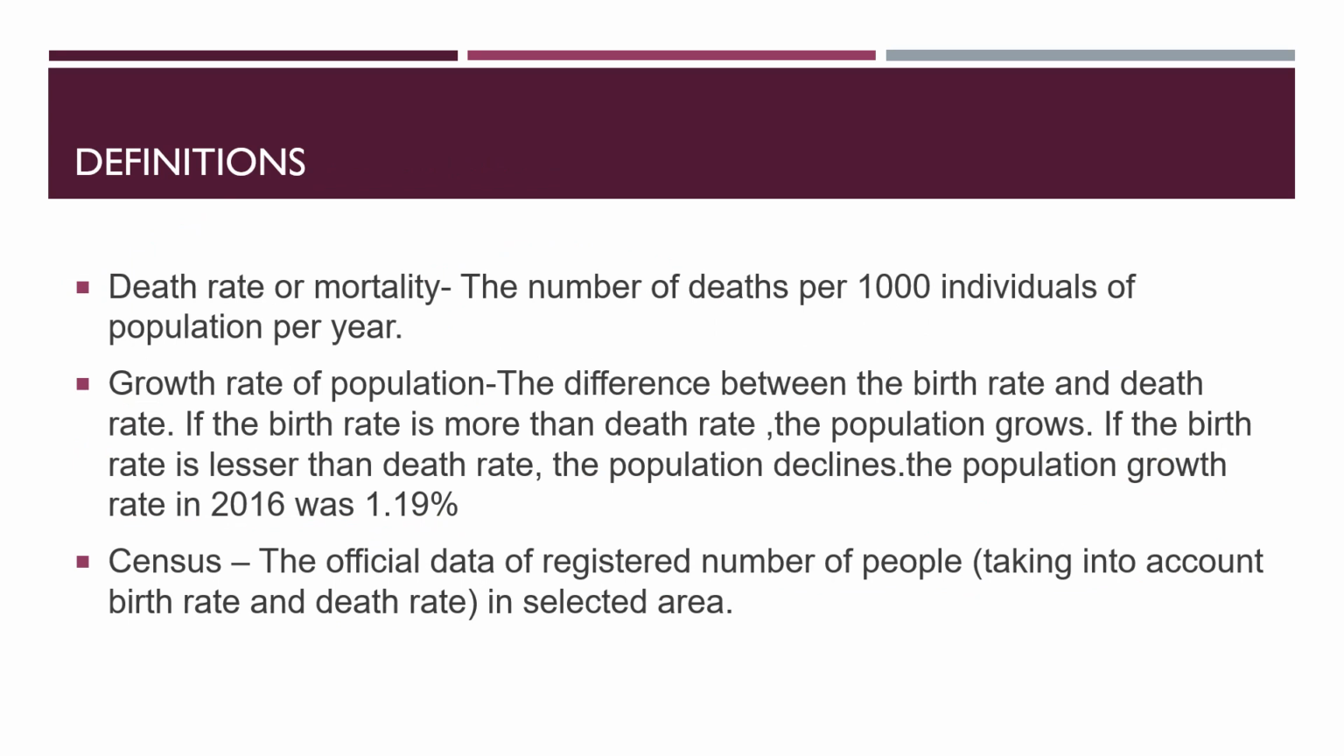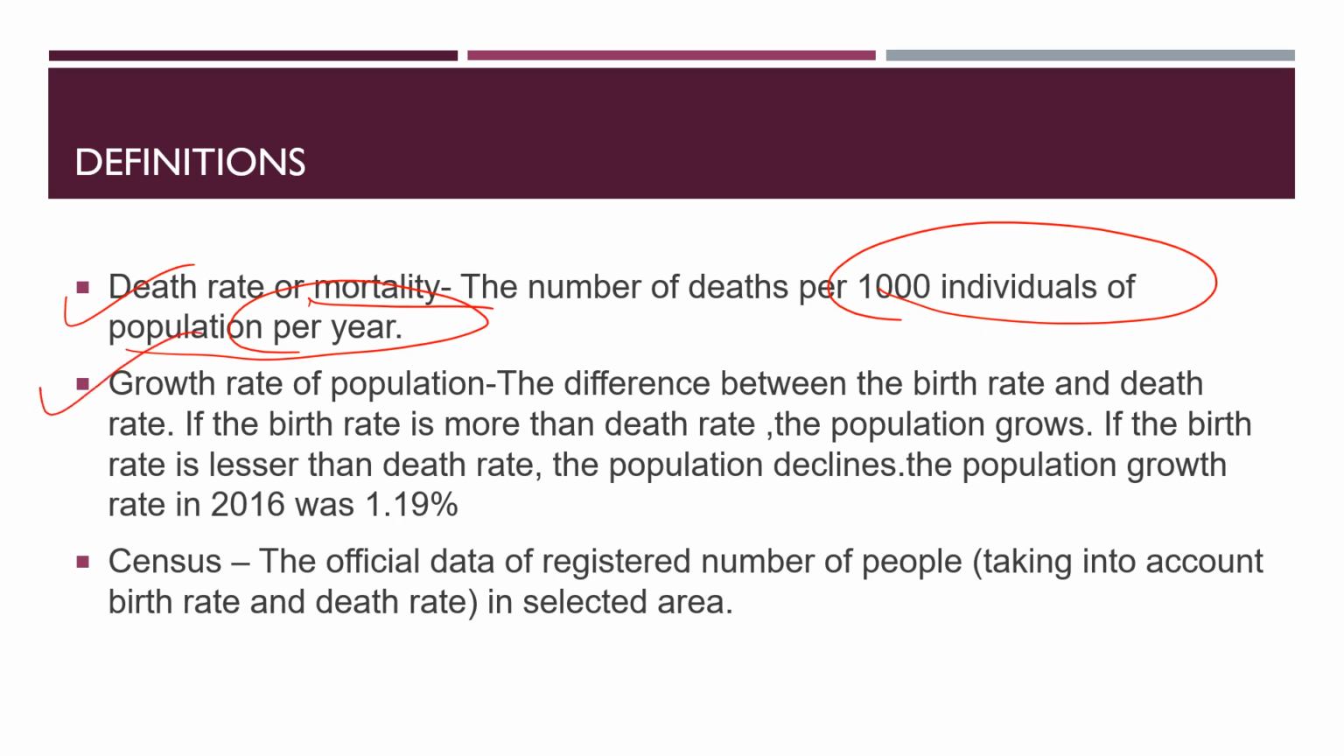Next comes the death rate or mortality. What is this? The number of deaths per 1,000 individuals of population per year is called mortality. So birth rate is the number of births per 1,000 individuals, and death rate is the number of deaths per 1,000 individuals of a population per year. Next comes the growth rate of the population. The difference between natality and mortality rate is called the growth rate of population.